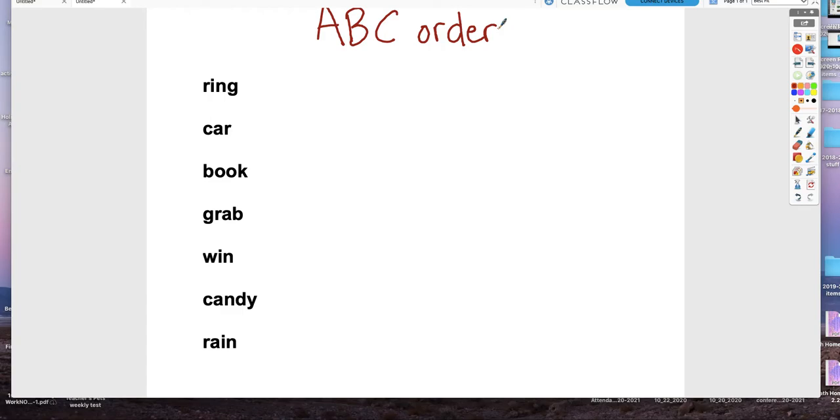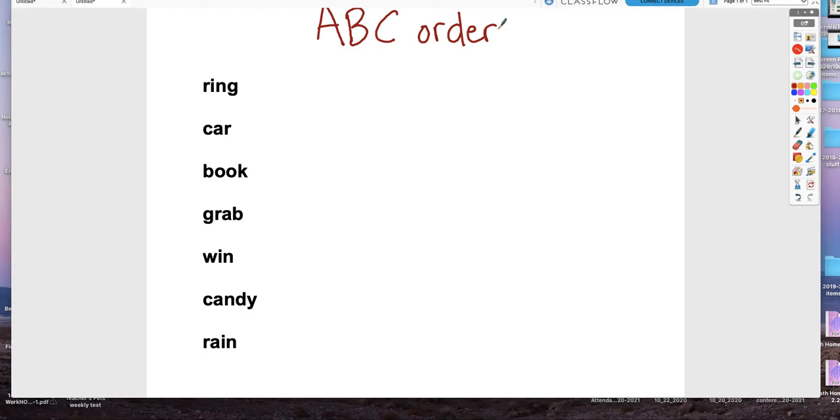Rosemary, I really like the way you answer questions because you say part of my question in your answer. I love the way you do that. Fantastic. So Rosemary's right. The very first thing that we look for in ABC order is we look for the first letter and we look to see if we have a word that starts with A.